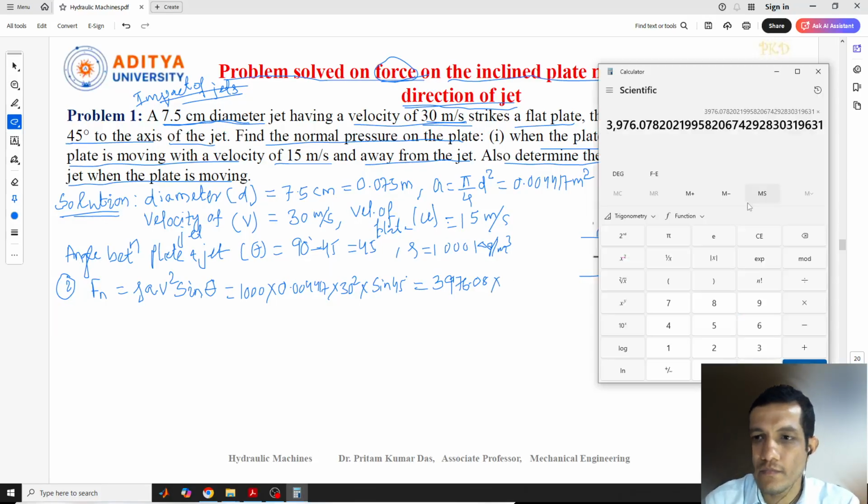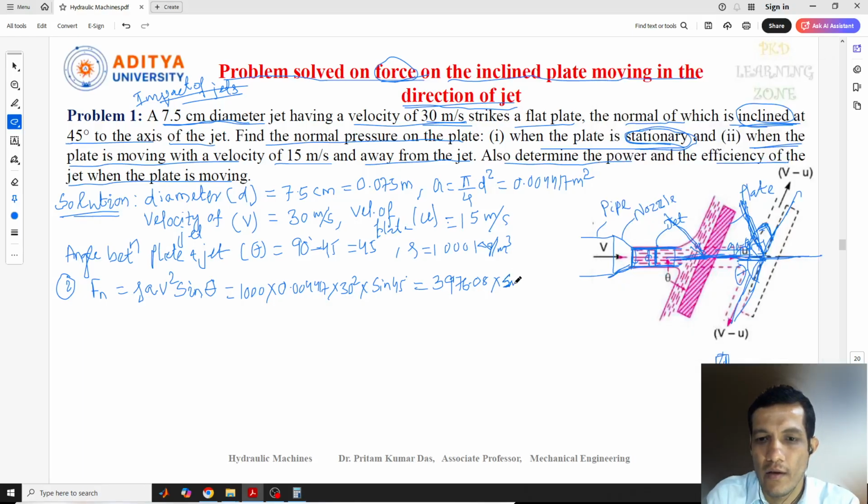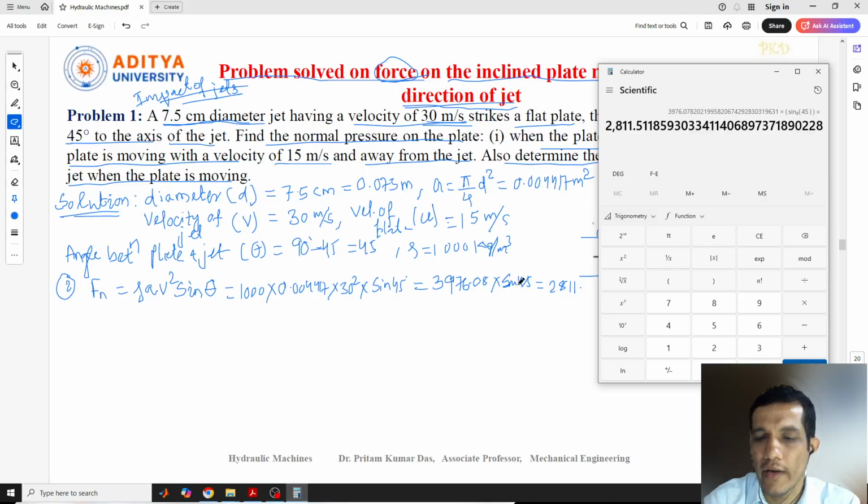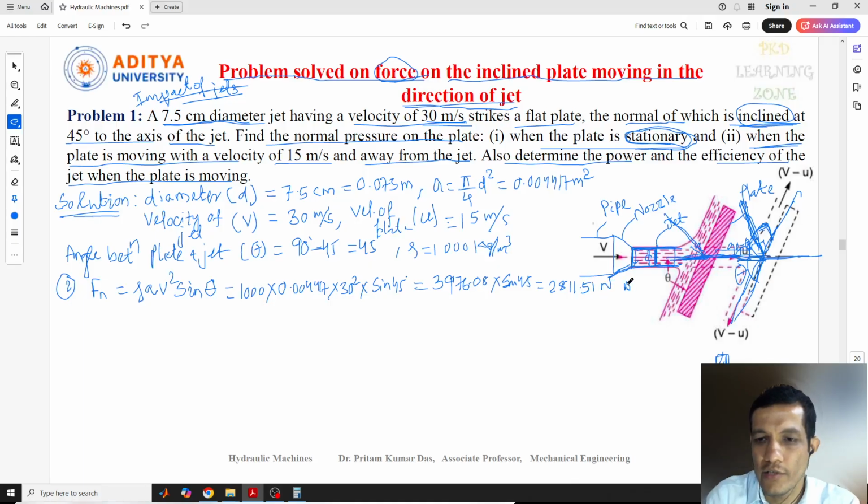So this one multiply. I'll do bracket start, and this is 45. So sine 45 bracket close equal to 2811. So this is sine 45, and that is 1 by root 2 actually. We get the value 2811 point something, we got 51. This is this much Newton. This is one answer, the answer of the first question.